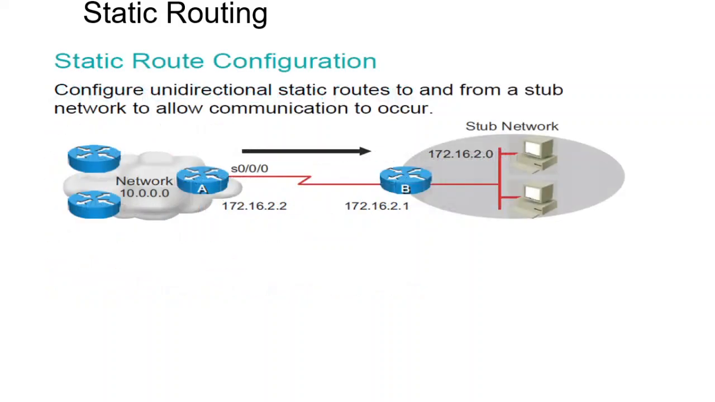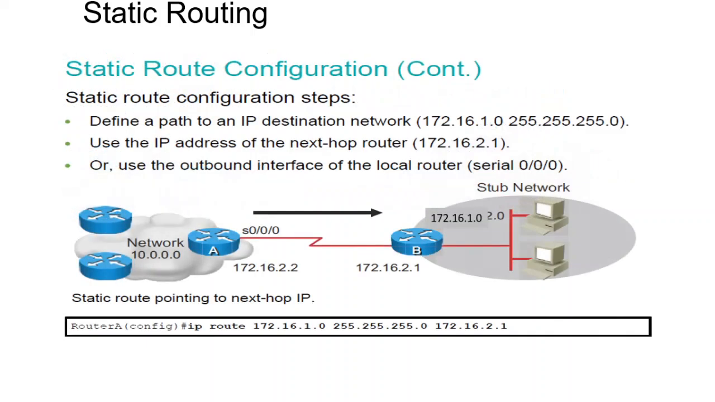This is a configuration of static routing. We have configured unidirectional static routes to and from a stub network to allow communication to occur. In static routing configuration, we define a path to the destination. As you can see from the IP address and subnets, it will use the IP address of the next hop router, or sometimes it uses the outbound interface of the local router.